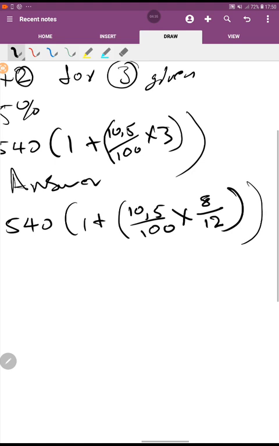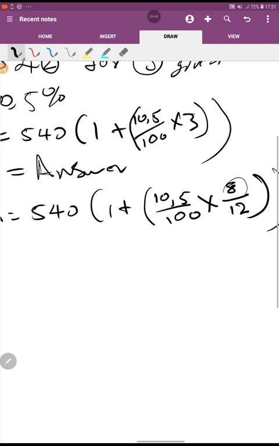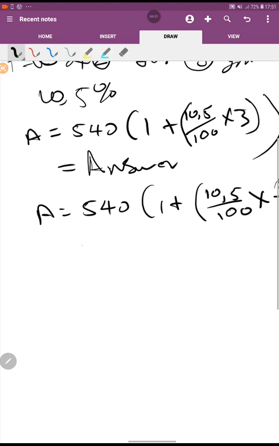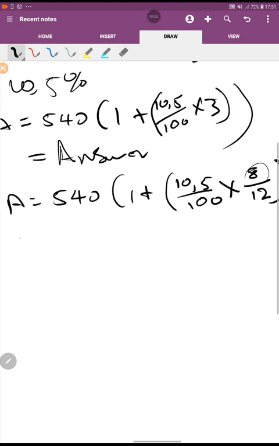You see? So the months that you're given, if they give you 6 months, where there is 8, you're going to write 6, over 12, because a year has 12 months, right? So therefore that's it. Therefore you're done. It's going to give you your answer.